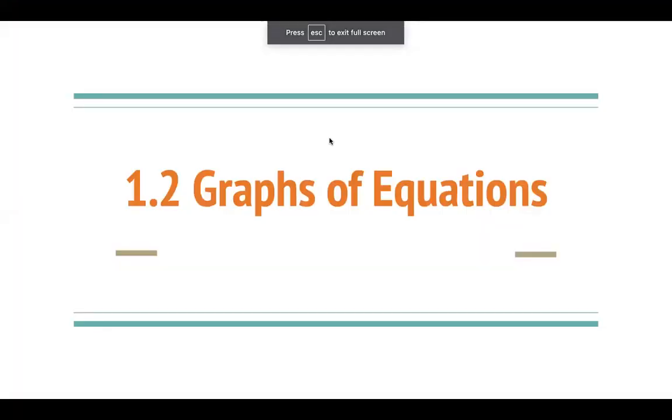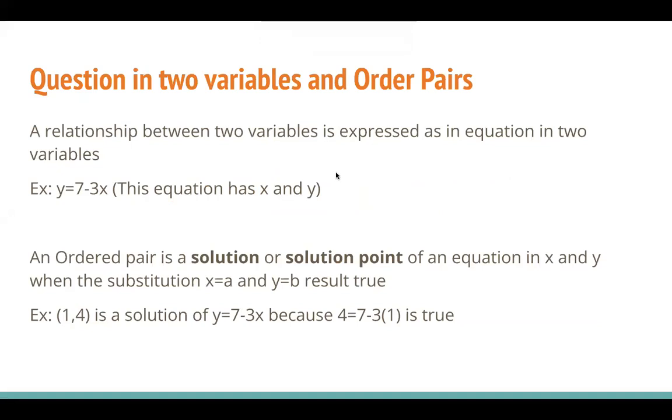Okay, so we're going to start with 1.2 Graphs of Equations. First we're going to start with equations in two variables and ordered pairs. A relationship between two variables is expressed as an equation in two variables. An example of this would be y equals 7 minus 3x. This equation has x and y.